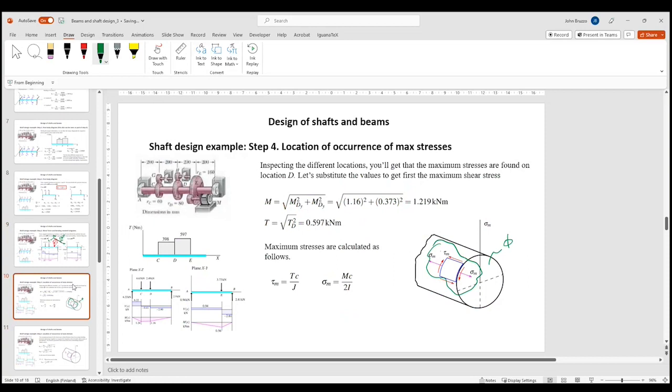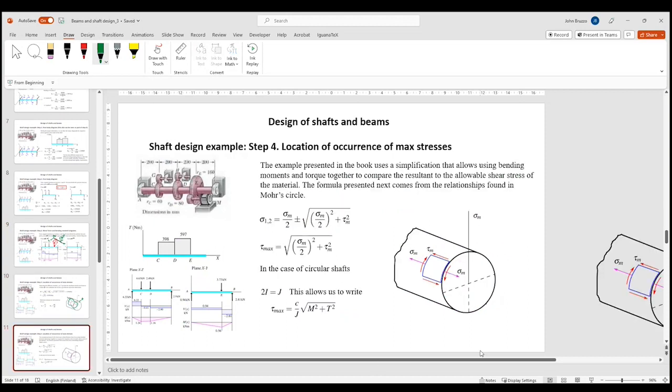So what we have seen at first, as a first material of how to construct this stress element, is very important here. You need to have it. Let me delete this.